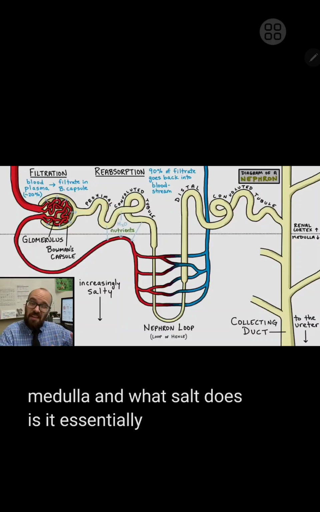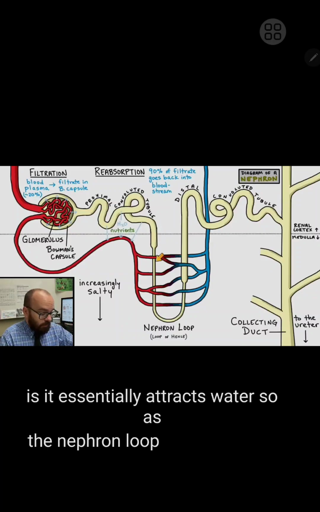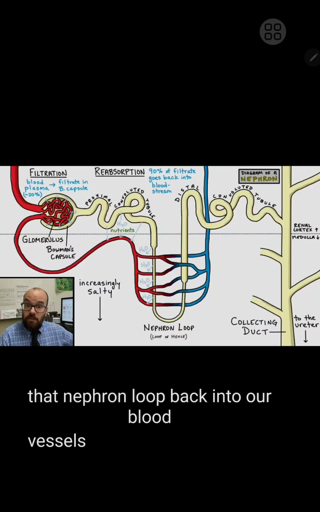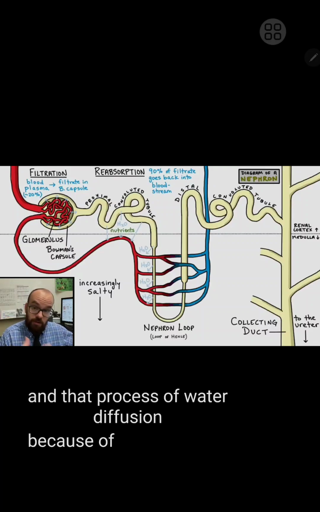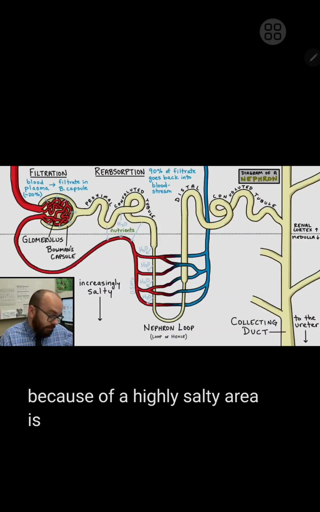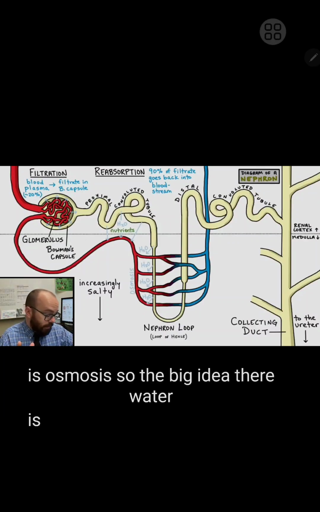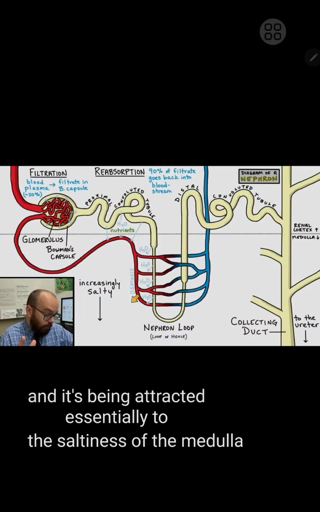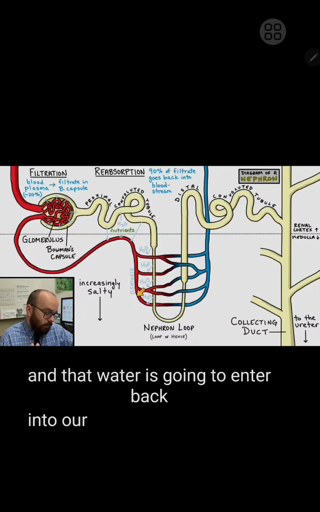And what salt does is it essentially attracts water. So as the nephron loop descends, water is going to be diffusing out of that nephron loop back into our blood vessels. And that process of water diffusion because of a highly salty area is osmosis. So the big idea there: water is leaving the descending nephron loop and it's being attracted to the saltiness of the medulla, and that water is going to enter back into our bloodstream here.